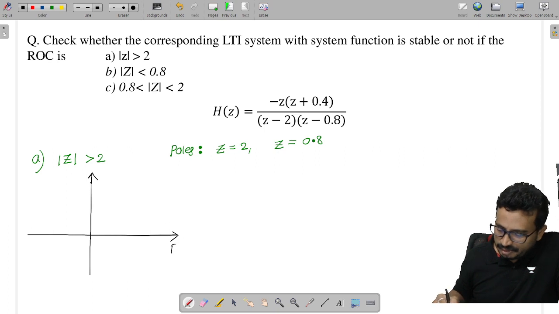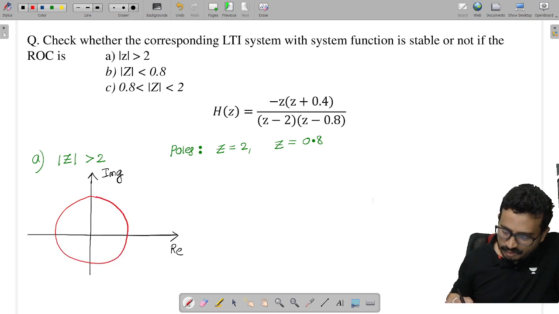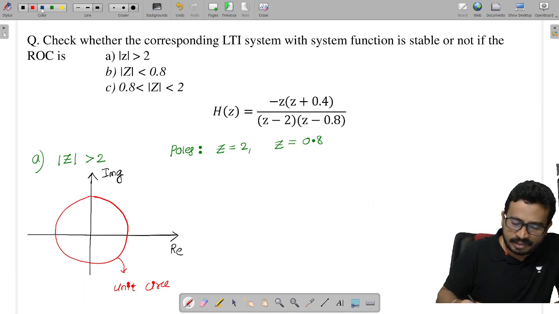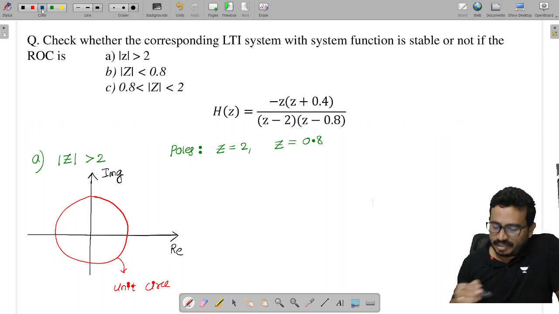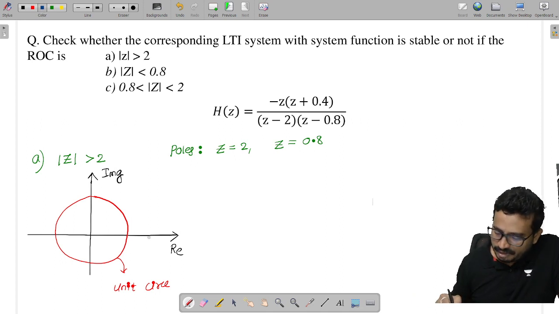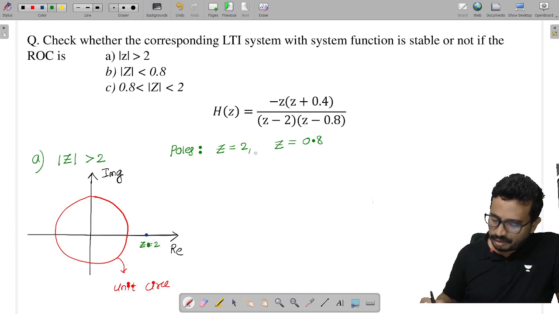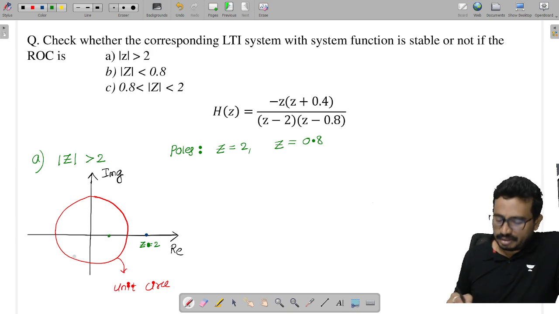Check in this case, this is the real part and this is the imaginary part. This is my unit circle. Now see carefully what poles are there. One pole is at z equal to 2. The other pole is at z equal to 0.8. This is the 0.8 here, isn't it?